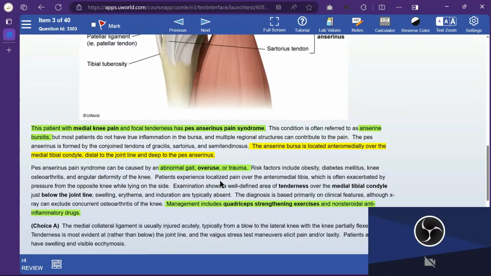The patient experiences localized pain over the anteromedial tibia, which is exacerbated by pressure on the opposite knee when lying on that side. There is tenderness over the medial tibial condyle just below the joint line.